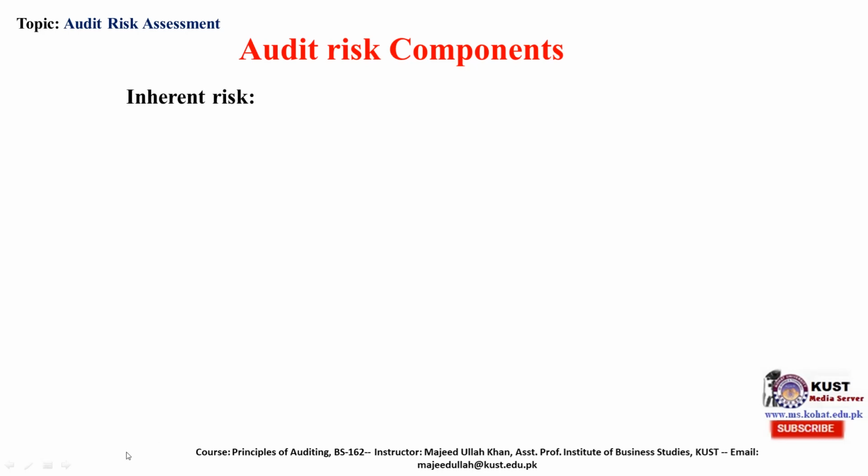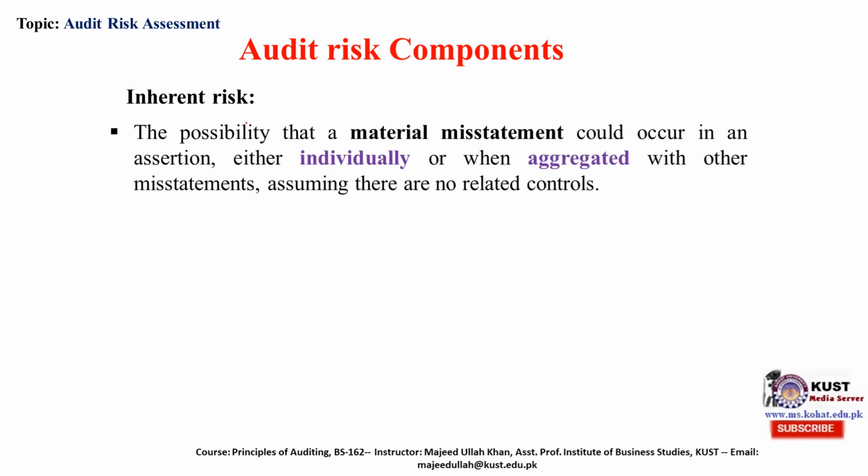Audit risk component one is inherent risk. No matter how competent or vigilant human beings are, the systems developed by human beings have some inherent limitation. And the same is the case for the internal control system that is developed by competent and professional employees. So the possibility of material misstatement could occur either individually or when aggregated with other misstatements.